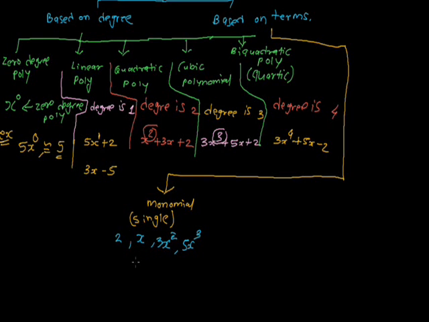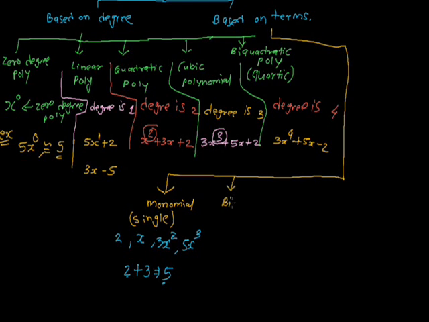Any constant term, for example 2, is also an example of a monomial. And 2 plus 3 is also a monomial, because 2 plus 3 is 5, and 2 and 3 are not different terms. We can add them, we get the result 5, hence we can say that 5 is a monomial.